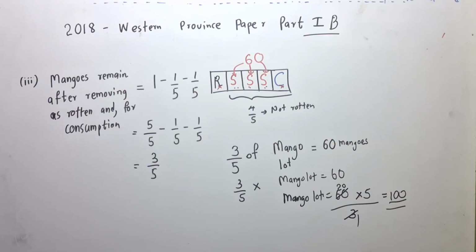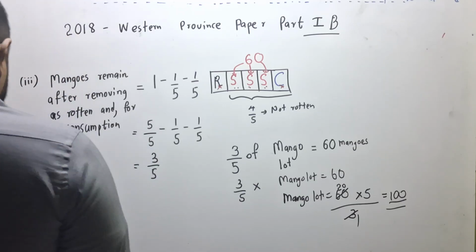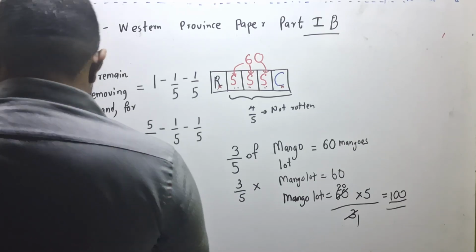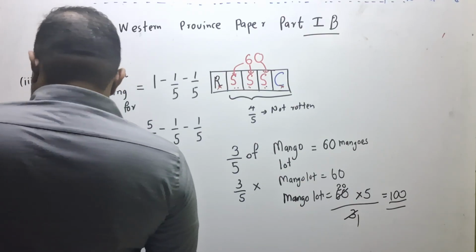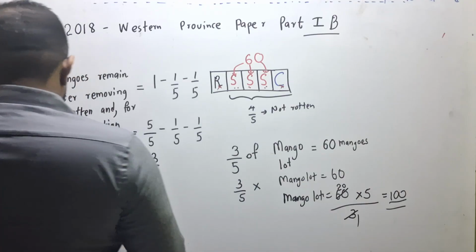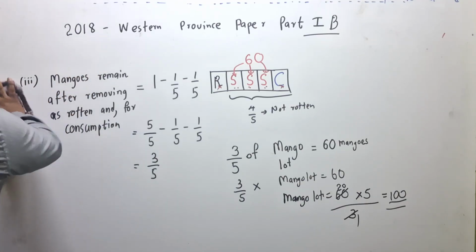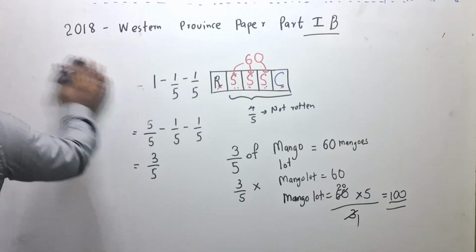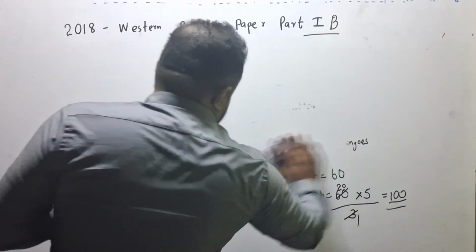Then, question number 4. If the mangoes he sold are used to manufacture jam, the manufacturing cost of a bottle of jam is 250 and a VAT of 15% is charged for the bottle of jam, what will be the selling price for the bottle of jam? Okay. Selling price of the bottle of jam. That's an easy question.